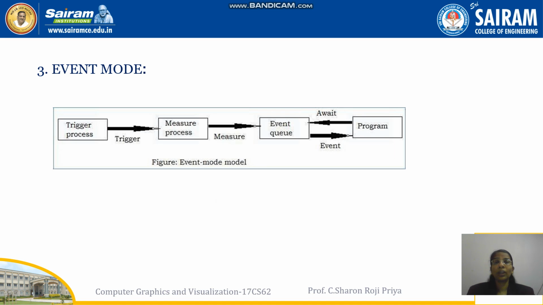Next is event mode. If I have more than one input device, I can go for this event mode. When each input device is triggered, the corresponding measure will be stored in the queue. You know the operation of a queue, first in, first out. So all the measures are first placed inside the queue, then from the queue they are processed one by one. That is my event mode.